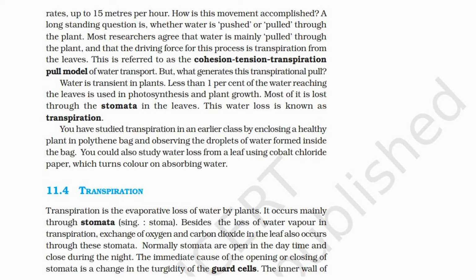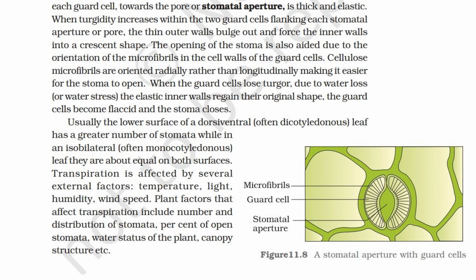Besides the loss of water vapor in transpiration, exchange of oxygen and carbon dioxide in the leaf also occurs through these stomata. Normally stomata are open in the daytime and close during the night. The immediate cause of the opening or closing of stomata is a change in the turgidity of the guard cells. The inner wall of each guard cell, towards the pore or stomatal aperture, is thick and elastic.